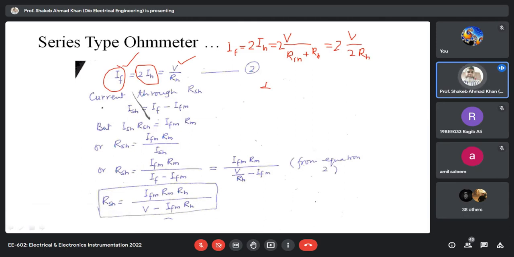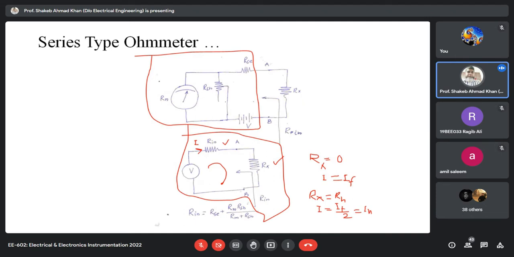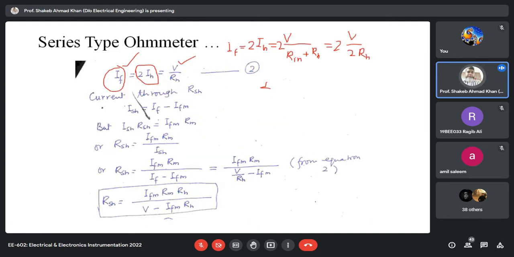Now current through the shunt resistance. This is your shunt. This is your battery current, and this is your meter current. So I'm writing KCL here. So it will be ISH is equal to IF, that is full scale current, minus IFM. So this equation we have written for the worst condition, for the maximum current condition.